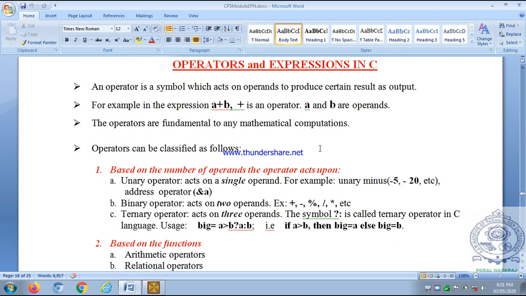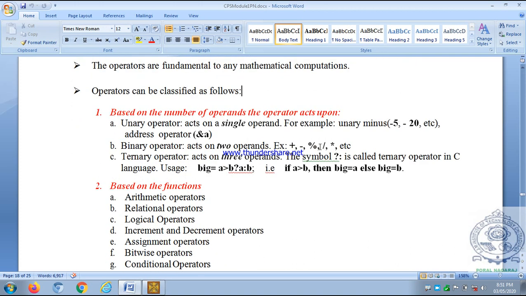See, in C language we classify these operators into two categories. Number one, based on the number of operands the operator acts upon, and second, based on the functions. First, if we consider the number of operands, meaning how many operands that operator is associated with, we have three types of operators called unary operator, binary operator and ternary operator.